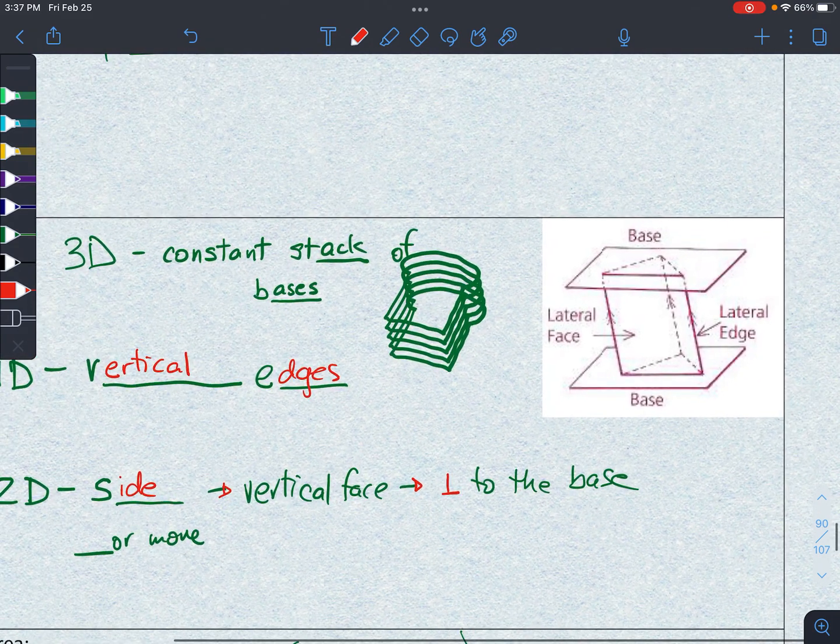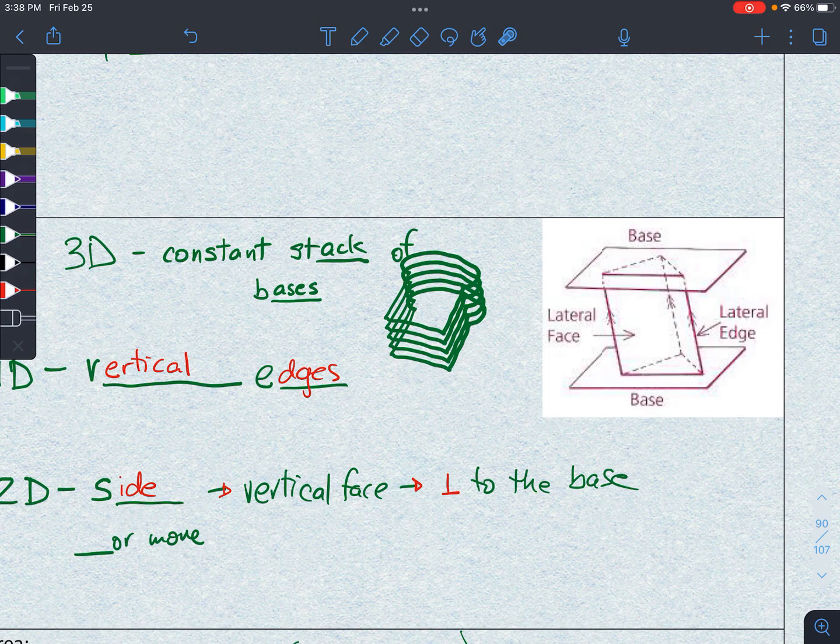So let me zoom out a little bit here and show you in this diagram here to the right. Here is a lateral edge. Notice it is perpendicular to the base. This one actually isn't quite perpendicular, but notice our base is at the bottom, and here's our base at the top, and so these would be known as the lateral edges.